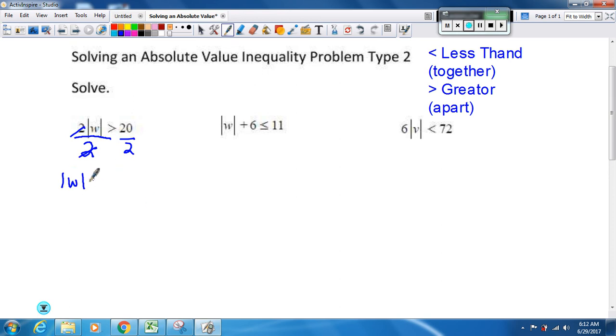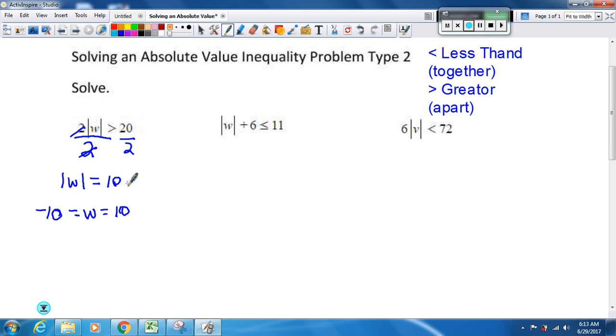I'm going to put this as an equal right now, and I'll explain why in a moment. 20 divided by 2 is 10. So to get rid of the absolute value symbol, you take whatever number is after the equal sign and put the negative of it out front. So negative 10, everything else gets written down just like it is. Okay, so my 2 answers have to do with negative 10 and positive 10.